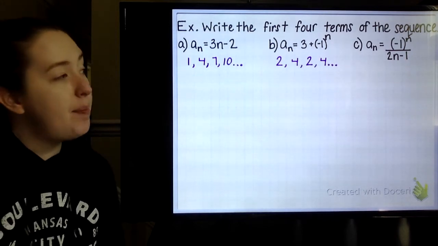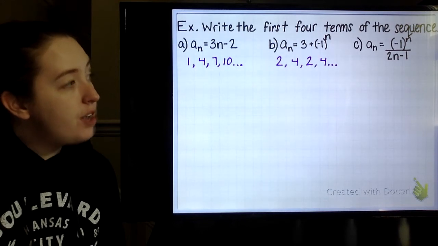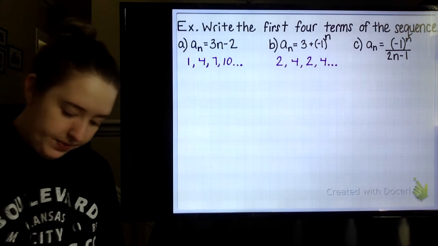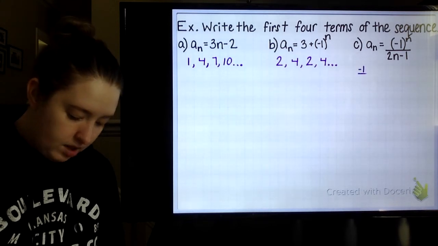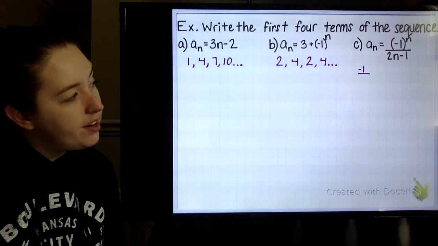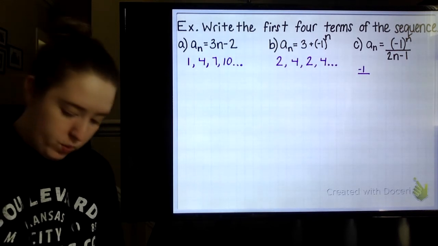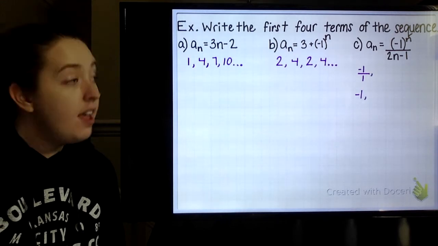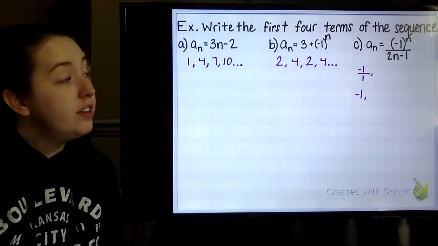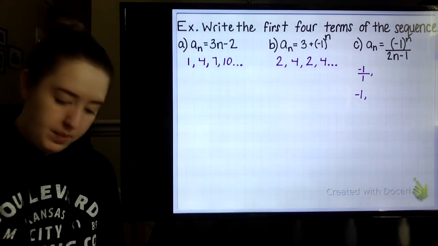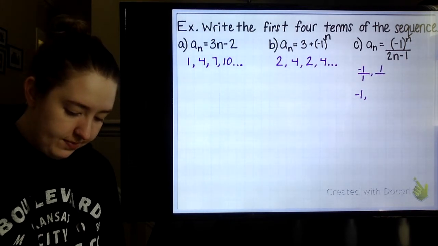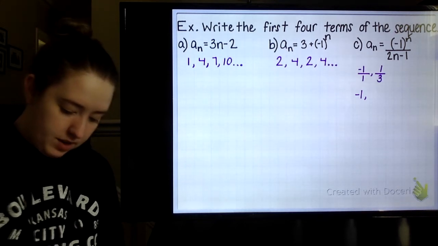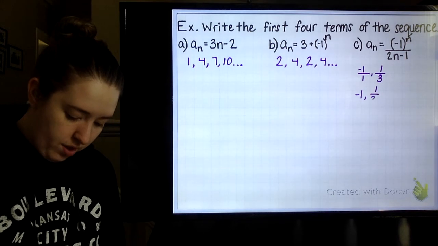Same sort of thing is happening over here. So let's plug in 1. Negative 1 to the first is negative 1. Then we'll plug in 1 in our denominator, so 2 minus 1 is 1. So that's negative 1 for that first term. Now we'll plug in 2. Negative 1 squared is positive 1. 2 times 2 is 4, minus 1 is 3. So my next term is 1/3.